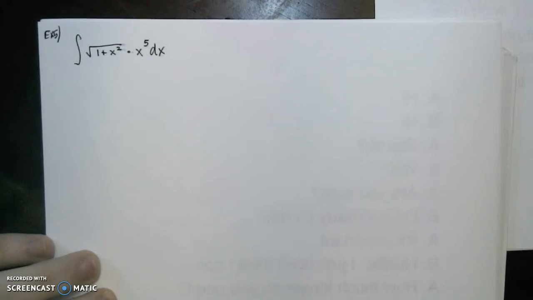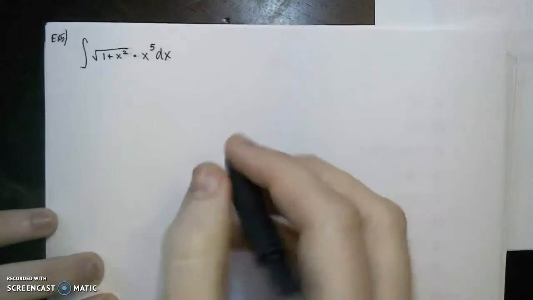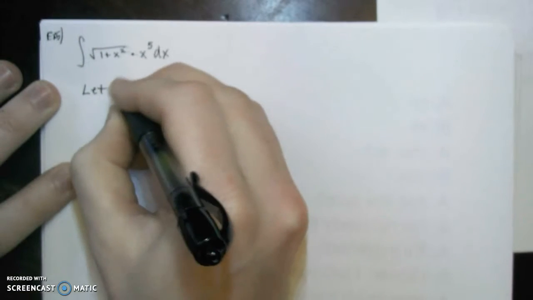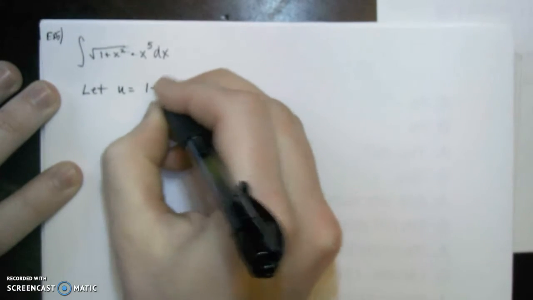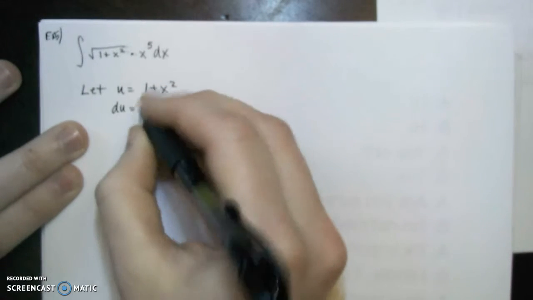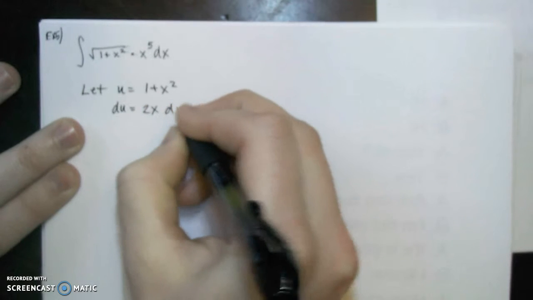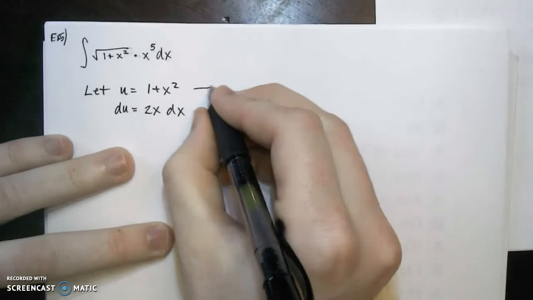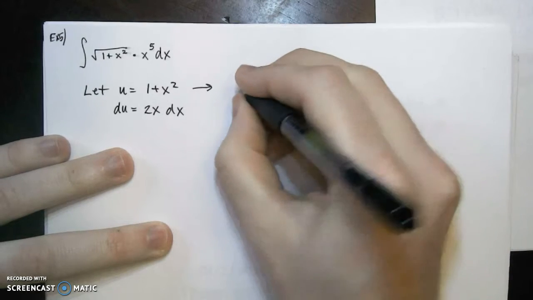All right, so I'm going to start off by choosing my u to be the inside of that radical. And then that's going to give me a du of 2x dx. And so when I look at this, that's not really helpful, but every other u I've tried hasn't been helpful either. So I'm going to go ahead and fill in my u.